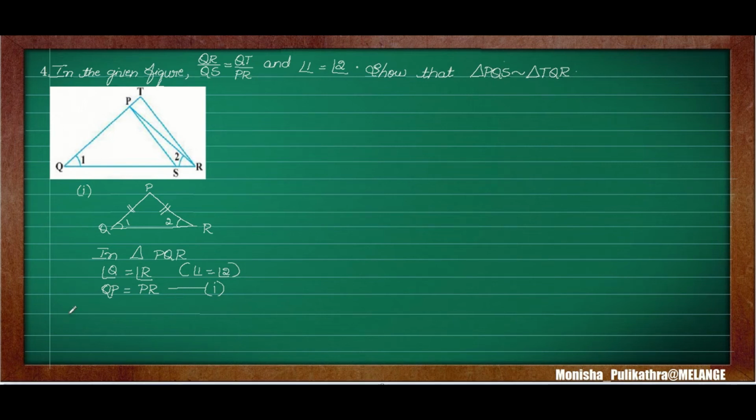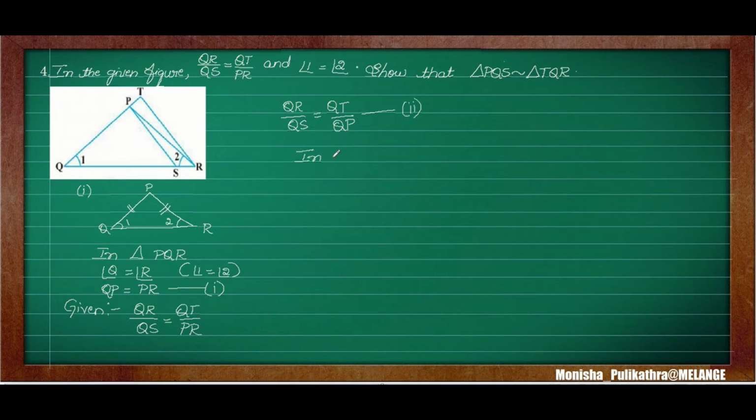Next, in the question they have already given a ratio, that is QR by QS is equal to QT by PR. But in equation 1 we have PR equal to QP, right? So in this given ratio we can replace PR by QP. So QR by QS is equal to QT by QP. Let this be equation 2.